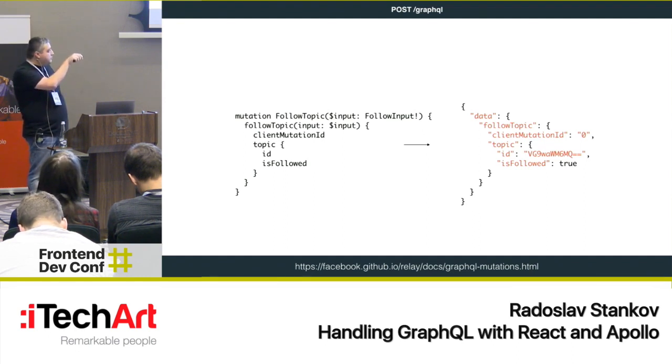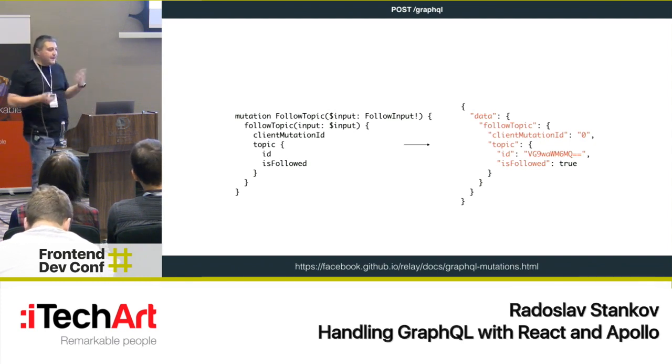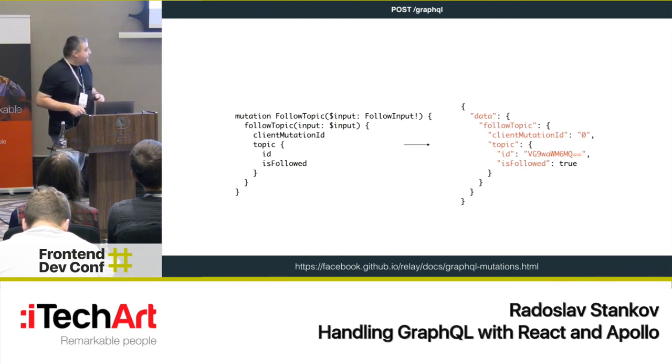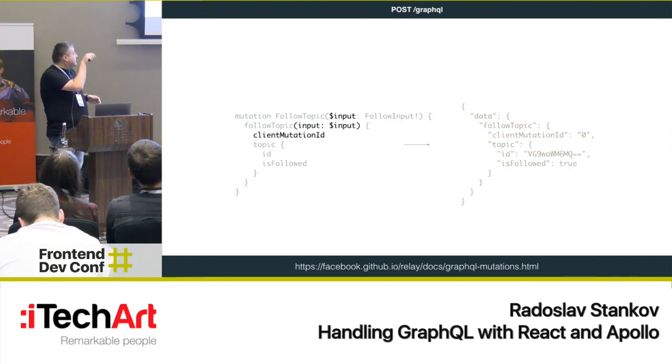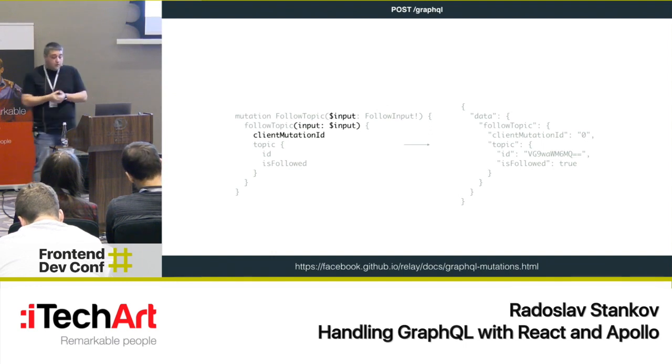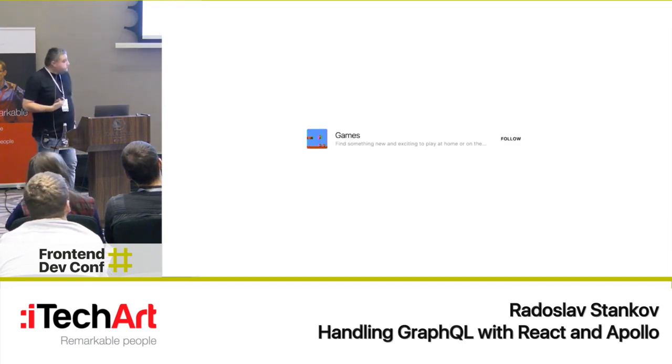You return a topic object, so you can actually nest all the topic fields you care about, because maybe you have a name. Maybe the topic name changes when you click the follow button. It would be a cool feature. So this is how a simple mutation is going to look. You just pass some inputs, and client ID, this is part of the GraphQL Relay specification. If you don't care about client mutation, you can cut it.